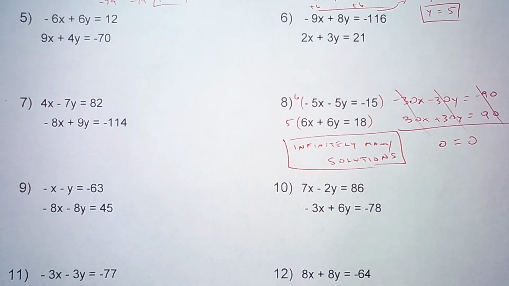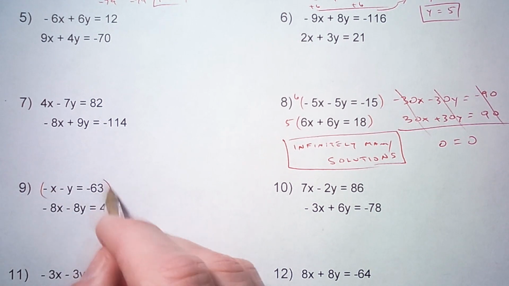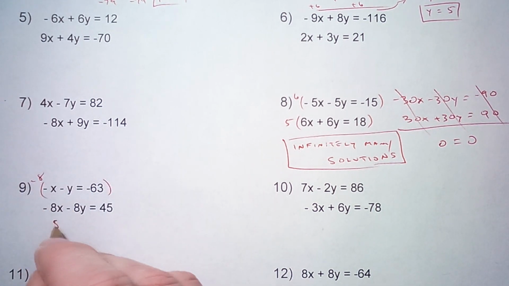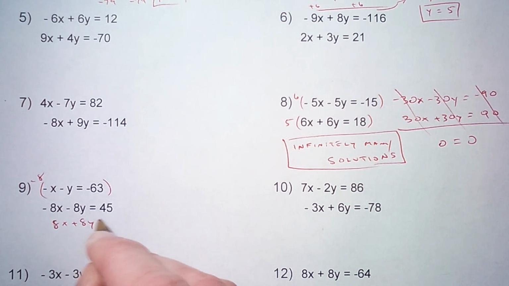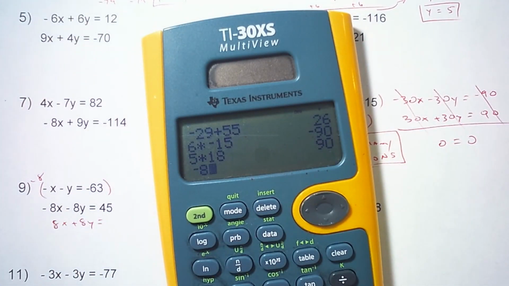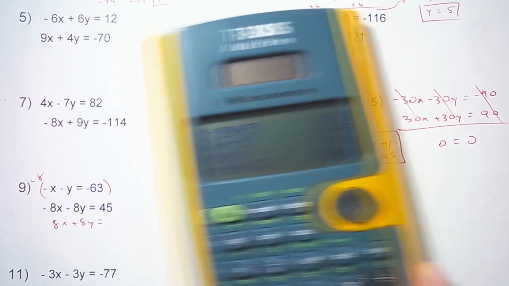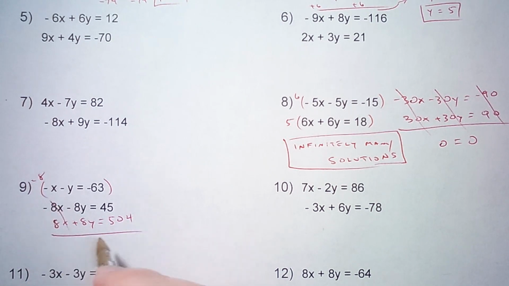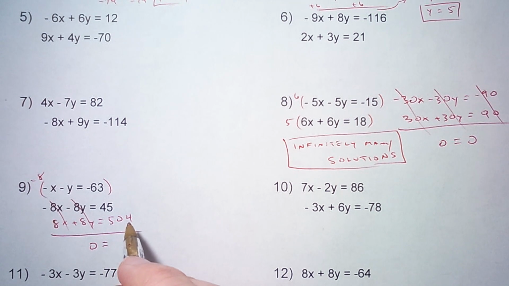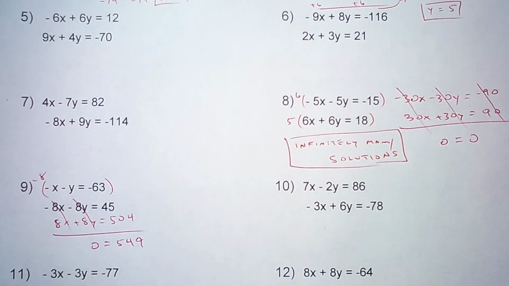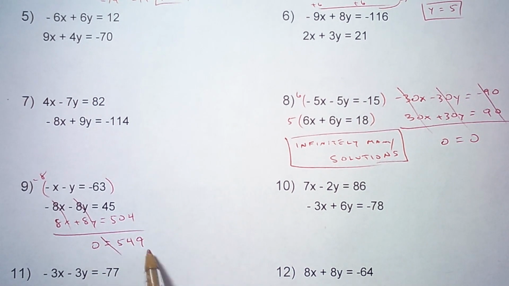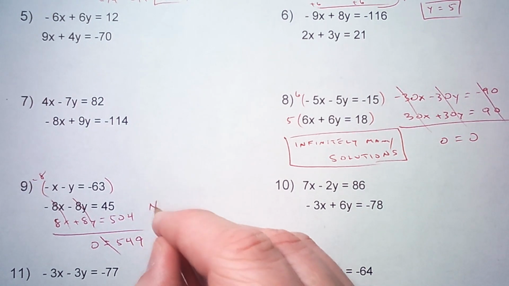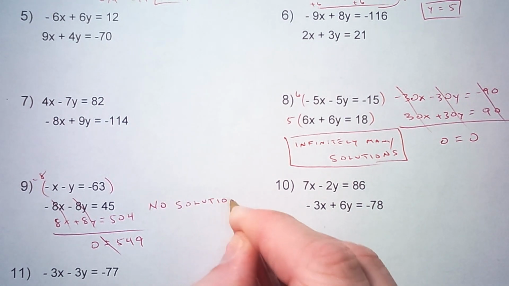Okay, then number 9. So this time I will multiply this one here by -8. So I get 8x plus 8y equals, and then -8 times -63 is 504. And here I can eliminate the x's and the y's and get 0 equals, and that would be equals 549. Now this time, I don't get a true statement. 0 does not equal 549. This time there is no solution.